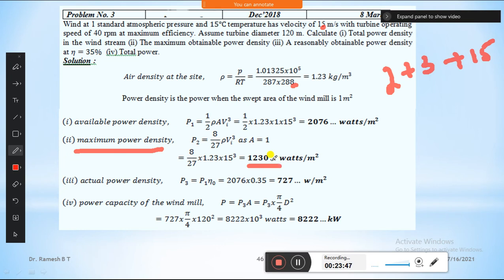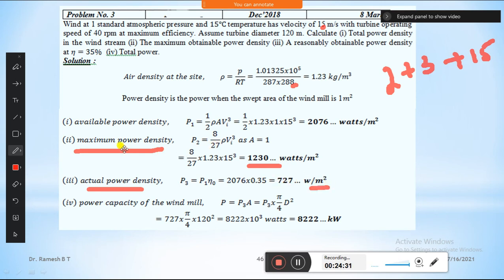Next is the actual power. The actual power density should be less than the maximum one. Clear? So the actual power density, which is P3, is related to the efficiency. The efficiency we took earlier was nearly 60%, but here the reasonable efficiency we are going to consider is 35%. So P3 is the previous power density, 2070, into 35, which gives 727 watt per meter square.